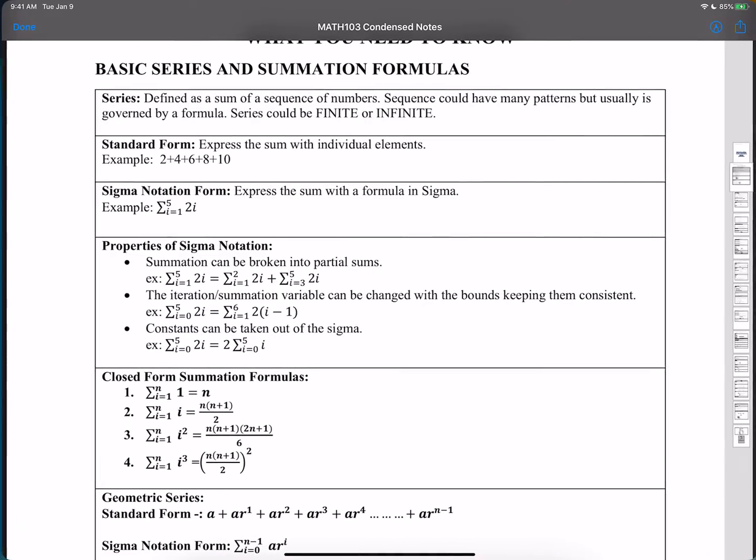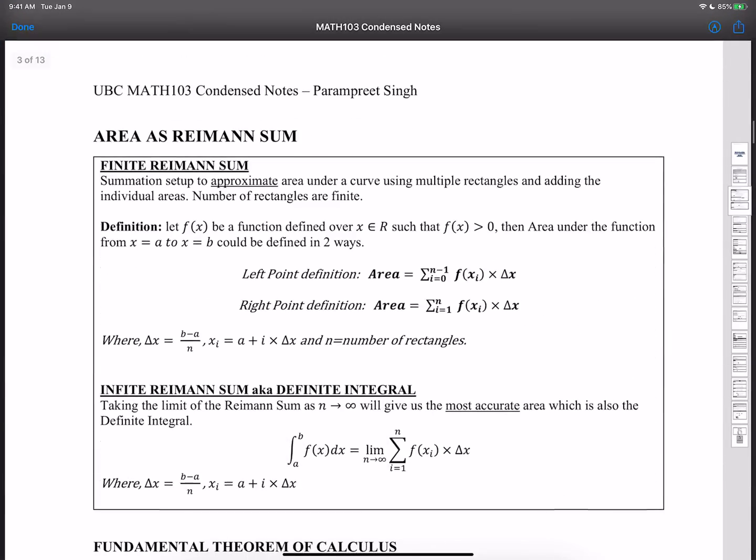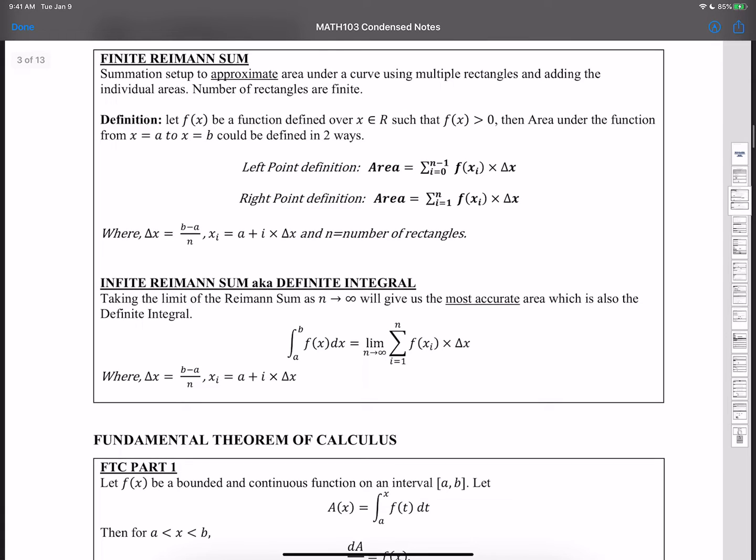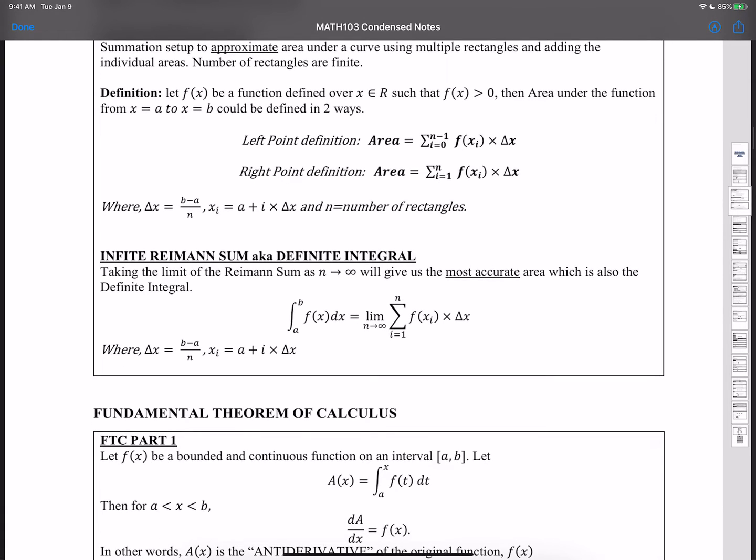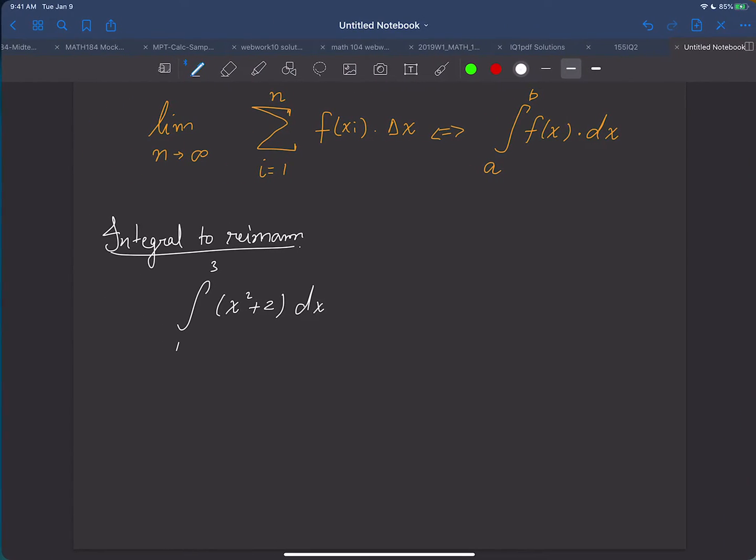Okay, so as you can see here in this formula, the infinite Riemann sum, also known as the definite integral, will be when you take the limit of a Riemann sum expression. Okay, so you've got to make sure you remember the limit always stays there. Okay, don't forget about that.